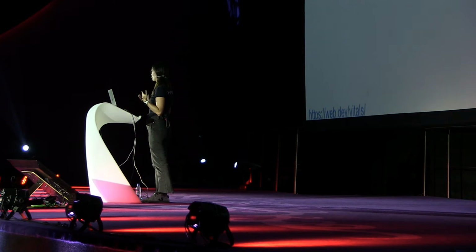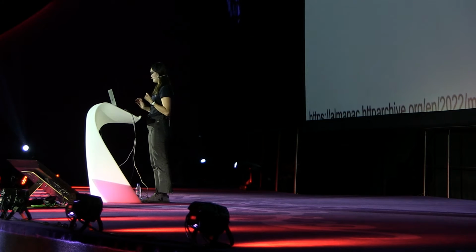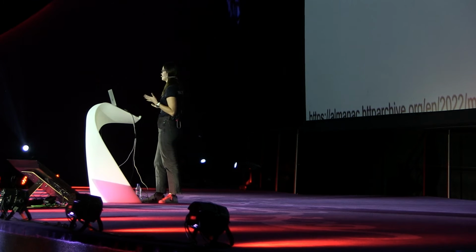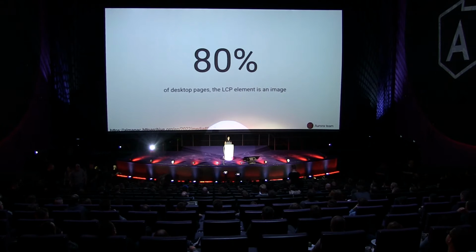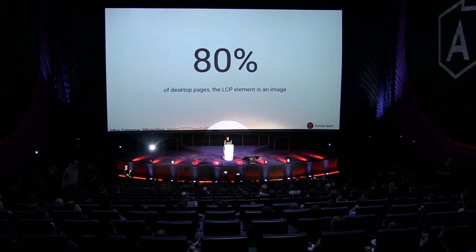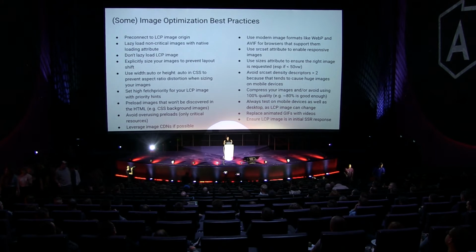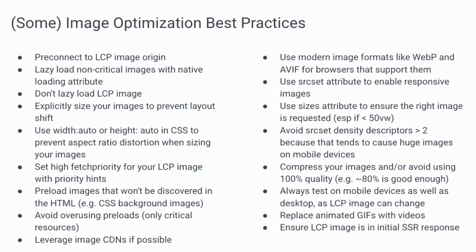But we can't talk about improving LCP without talking about improving images. And that's because for 80% of desktop pages, the largest contentful element is an image. So images are a really important part of this conversation. The problem is, it's really tricky to get image optimization right. There's a ton of best practices that you have to remember. I dumped a bunch of them on this slide to make a point. You don't have to read through all of them. But the idea is that it can be really hard to stay up to date.